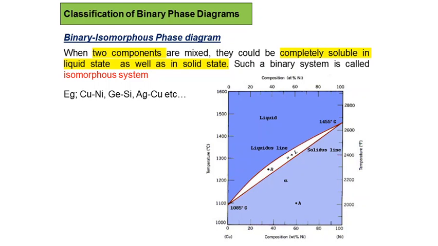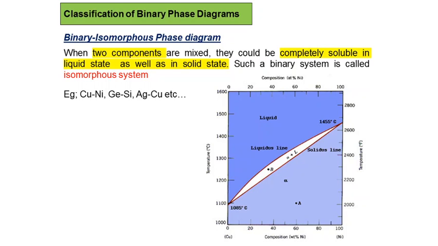So next is how to construct this binary isomorphous diagram. How will we be creating this binary isomorphous diagram? In order to construct an isomorphous diagram, what we require is the melting point of the two materials, the melting point of the copper as well as the melting point of the pure nickel. As in the figure, we can see over the y-axis we are representing the temperature scale, and on the x-axis we are representing the composition axis.